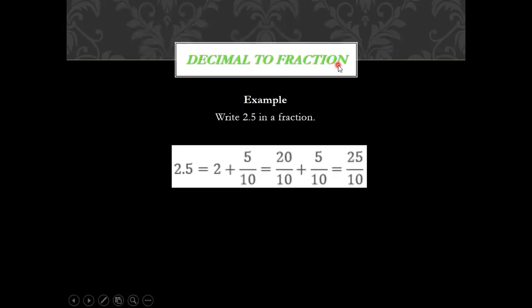Next, decimal to fraction. Now we have seen how you can convert a fraction to a decimal. Now decimal to fraction. See, write 2.5 as a fraction. So we know that 2.5 equals the whole number 2 plus 0.5, which means 5 by 10. So 2 only you can write as 20 by 10, plus 5 by 10. So that means 25 by 10.